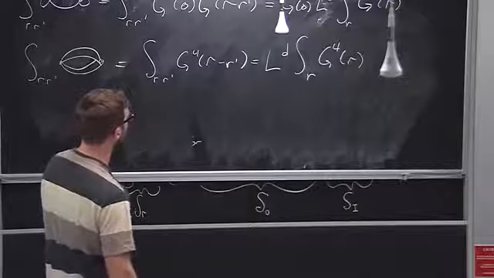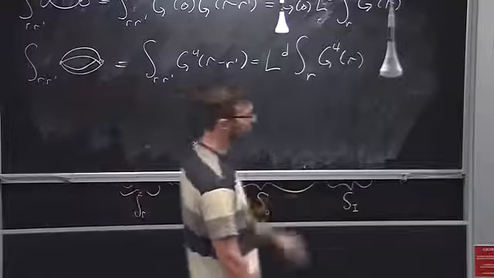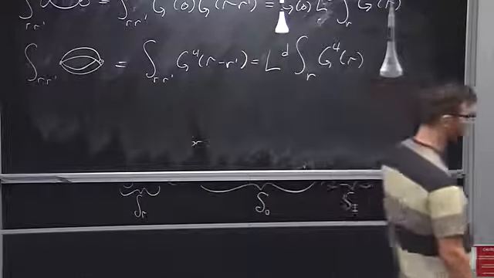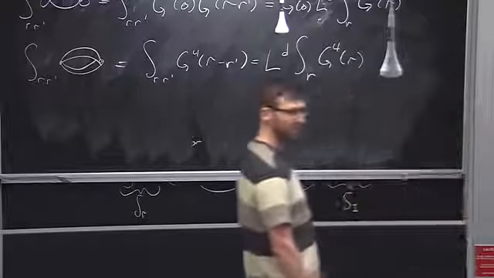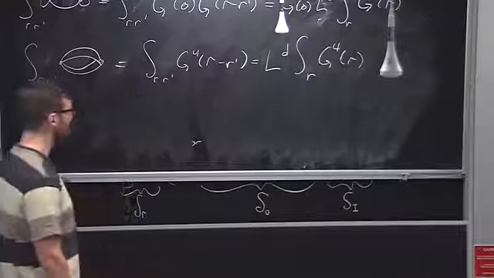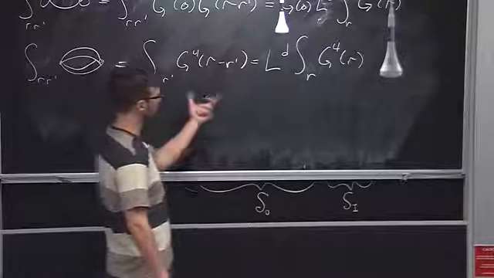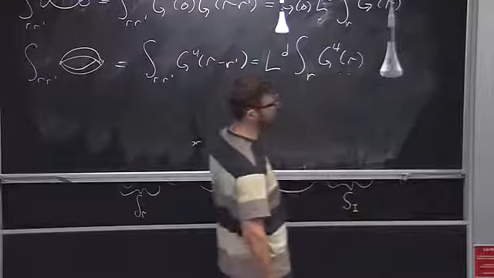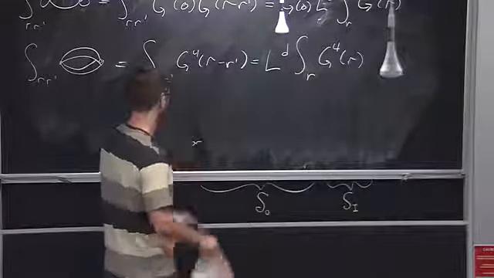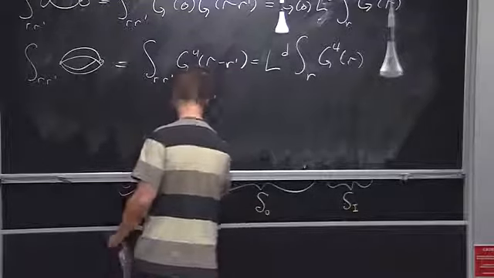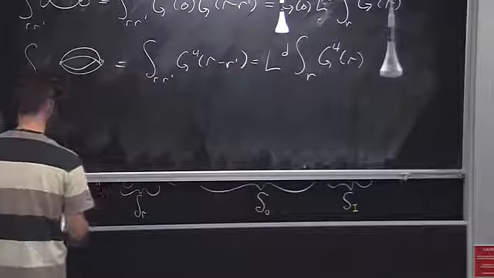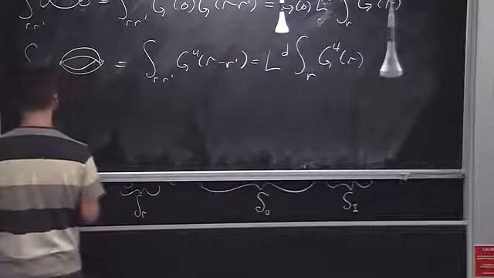Now, we have everything written in terms of integrals over the two-point correlation function that in principle we should be able to calculate. That's the basic object that you need to be able to calculate this thing here. What's going on with all these L to the D's? Well, let's just look at the free energy difference.